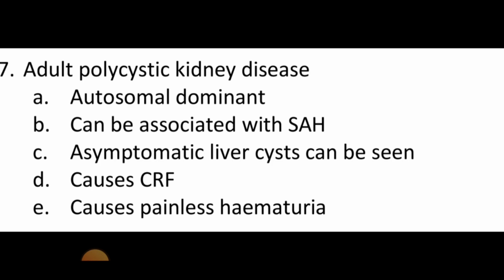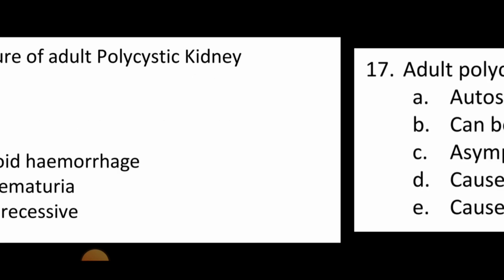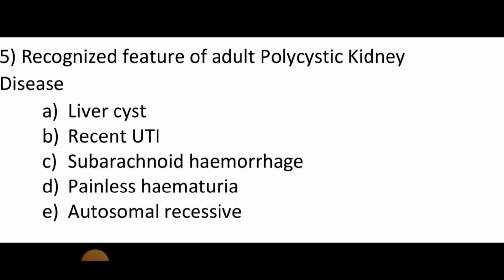Asymptomatic liver cysts can be seen. You know that liver cysts can be formed in adult polycystic kidney disease and they can be asymptomatic. So, C is true. Cause CRF. CRF is chronic renal failure. It is a synonym for chronic kidney disease. So, D is true. Causes painless hematuria. Yes, it is true.